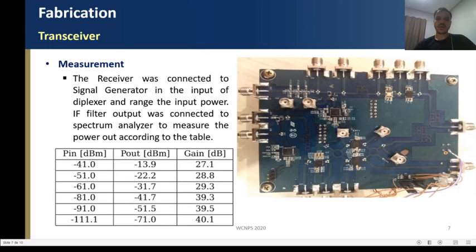The receiver was connected to a signal generator at the input of the diplexer, over a range of input power. The RF filter output was connected to a spectrum analyzer to measure the output power according to the table. The active radio frequency front-end receiver PCB for vehicular satellite communication has been designed and characterized in this work, showing a gain of 40 dB in Ku band.